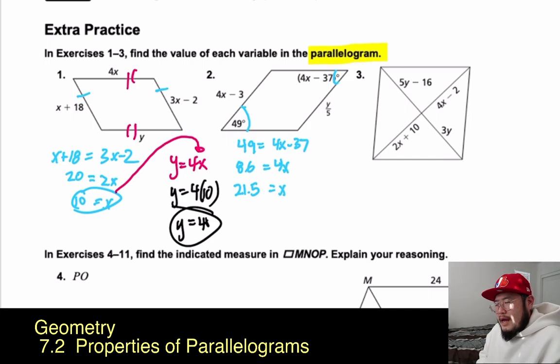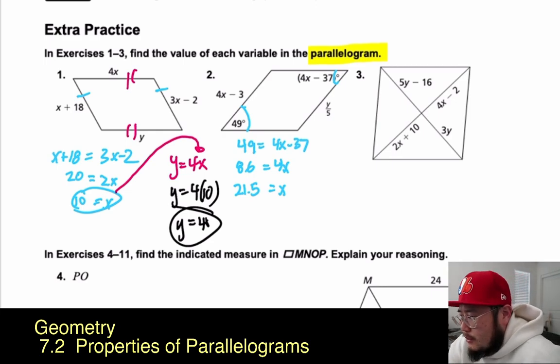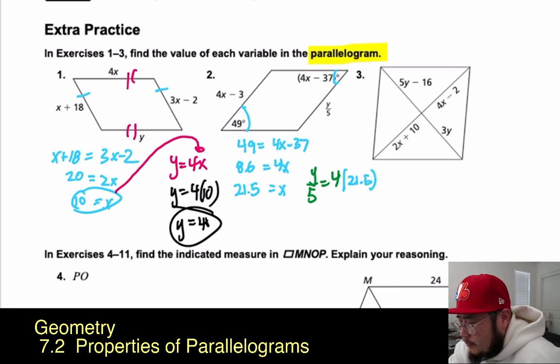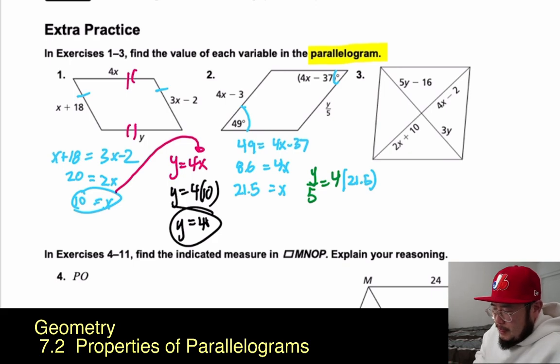Now that I figured out what x is, let's go ahead and solve for y. So remember, opposite sides are congruent, so I can go ahead and put right here that y over 5 is equal to 4x. But instead of x, now that we know what x is, let's go ahead and plug in 21.5. And then we have right here after that minus 3. We could simplify things on the right-hand side first, and then go ahead and get y by itself. So you take your pick.